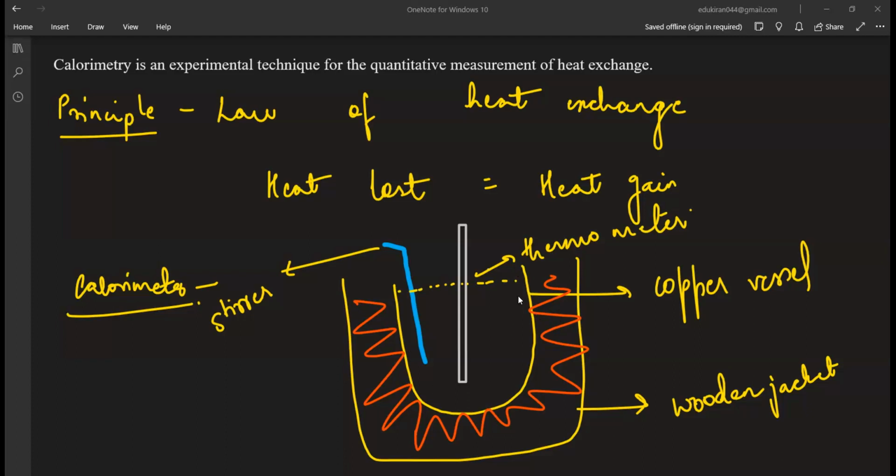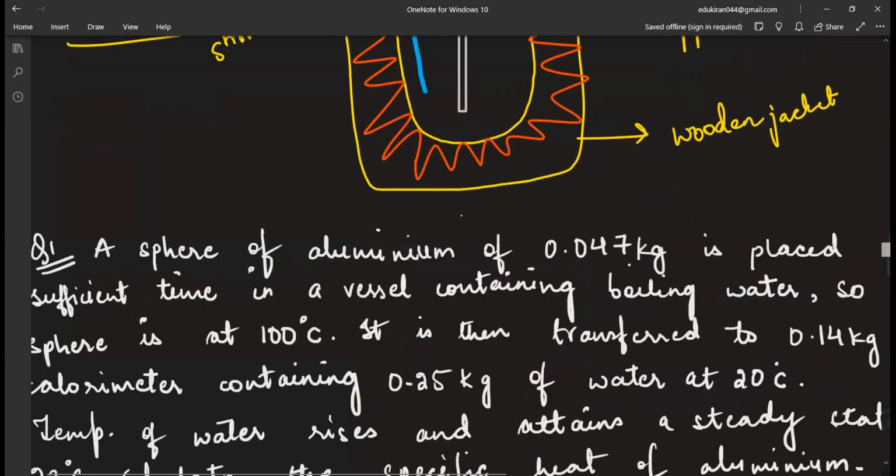Inside this is a metal conductor copper vessel. We put a thermometer here and a stirrer. Whatever contents we are mixing, to mix that we have stirrer, and to measure the temperature we have thermometer. One principle is the law of heat exchange, that is heat will be conserved. Mainly this means that heat lost will be equal to heat gain. This is the entire mechanics behind it.